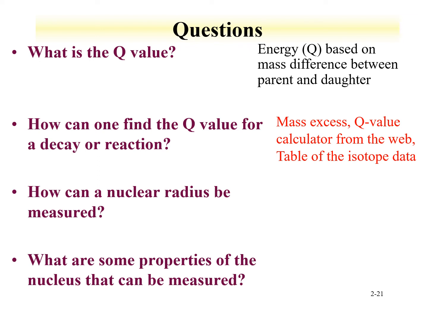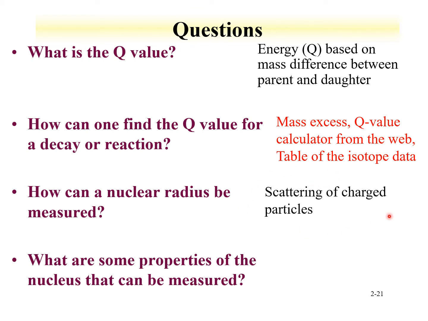How can one find the Q value for a reaction or decay? We'll use the mass excess to set up the equation: the parent minus the daughter using the mass excess. You can use the Q value calculator from the web, and we showed that. Or, if it's just a simple decay reaction, the data might be available in something like the table of the isotopes.